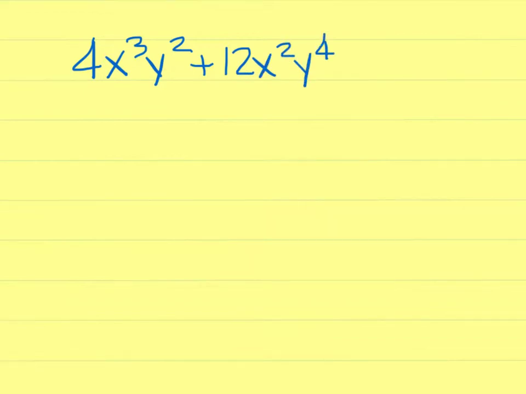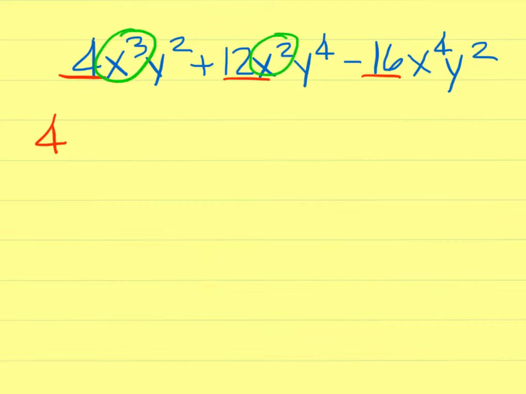In this case, we have 4x to the third y to the second plus 12x squared y to the fourth minus 16x to the fourth y to the second. Now, as with before, you go through and find the highest number that you can take out from each. So out of 4, 12, and 16, what's the highest number? 4. Now go through and look at the x's. You have x to the third, x to the second, x to the fourth. What's the lowest power of x? Second, so that's the one we're going to take out.